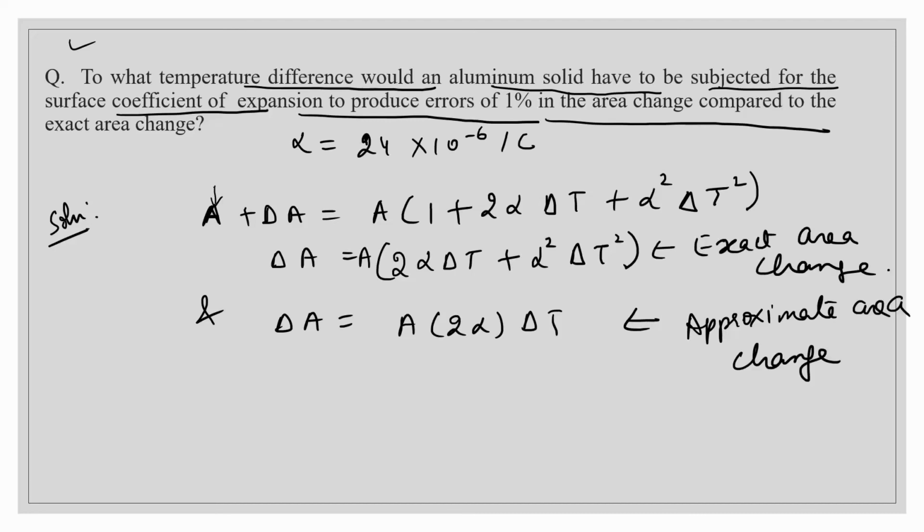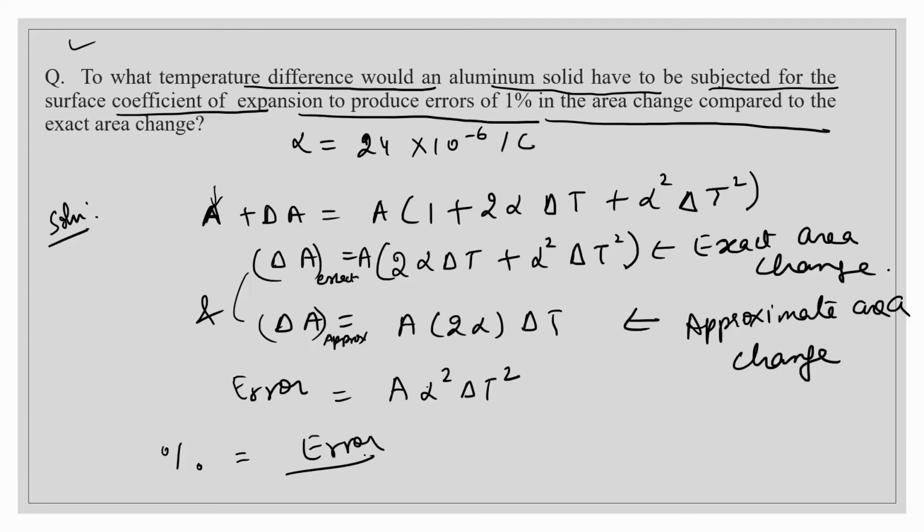Now what will be the error? Error will be the difference between the two. This is exact and this one is approximate. So what will be the error? There will be the difference between these two. So this will be A alpha squared delta t squared. This one is the error. So what will be the percentage error? This will be equal to error divided by exact value into 100. So this one is given to be 1%.